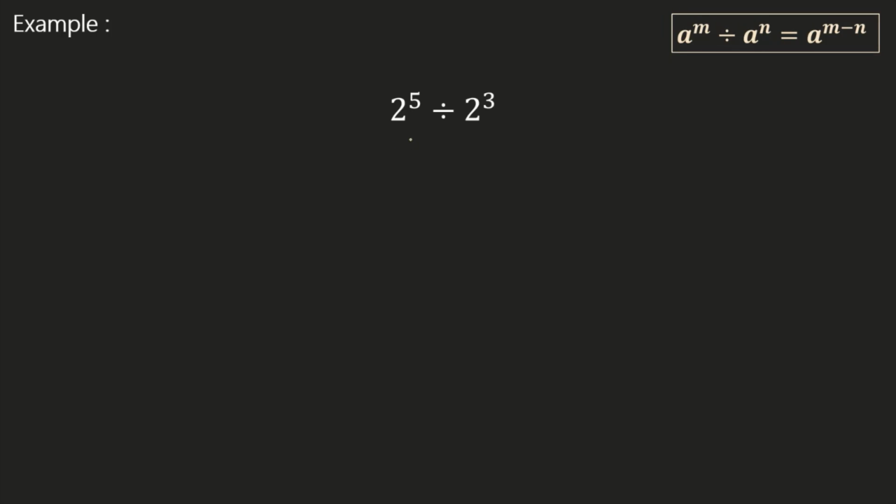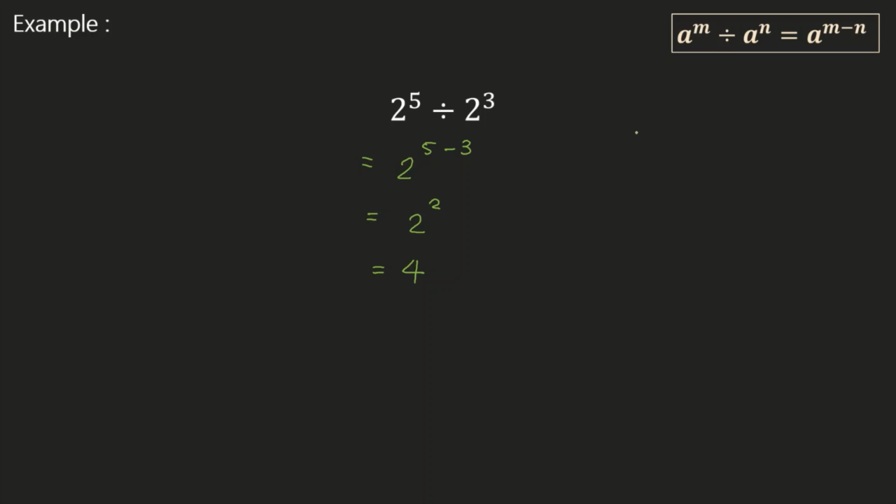In this example, we have 2 to the power of 5 divided by 2 to the power of 3. Both terms have the same base, 2. So we can use this property and rewrite this expression as 2 raised to the power of 5 minus 3. Okay? So that is 2 raised to the power of 2. And that gives us an answer of 4.